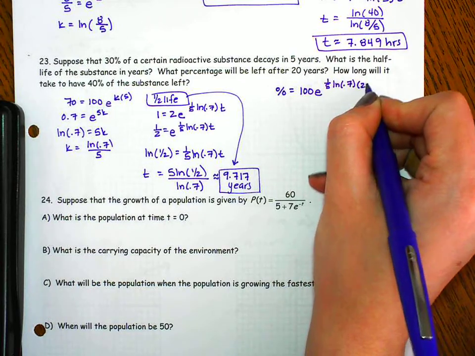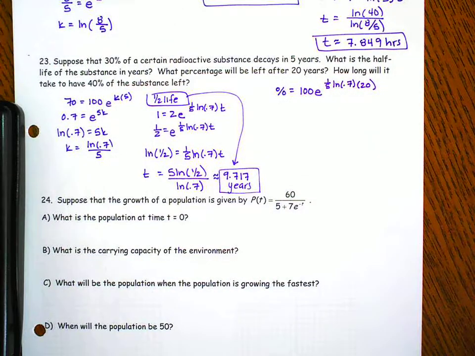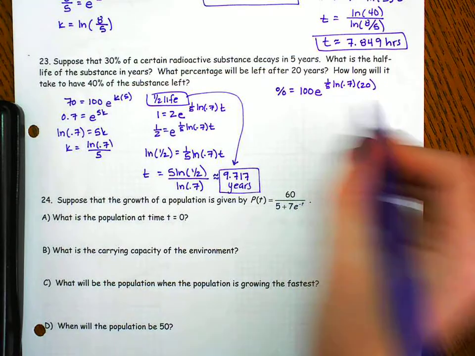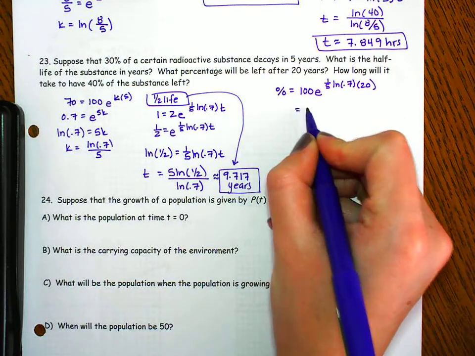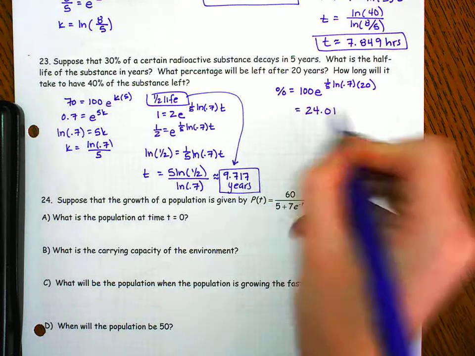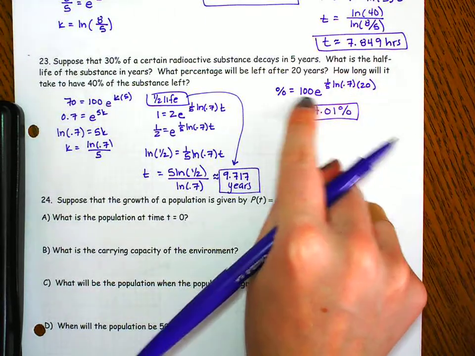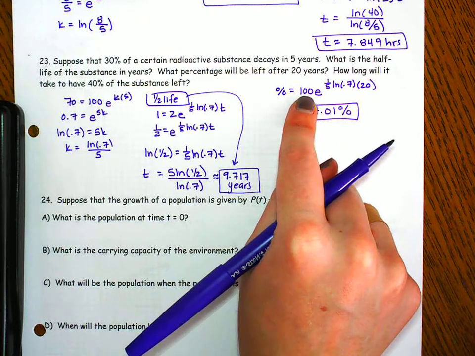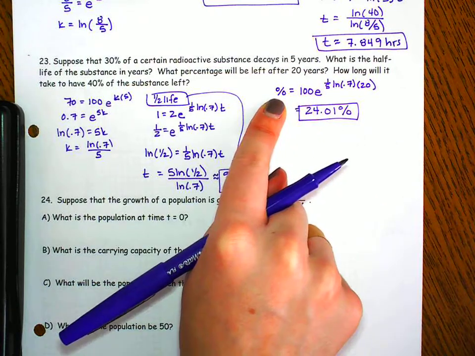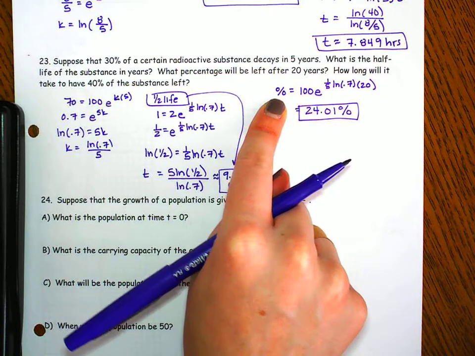T is 20. So I'm literally just going to type that into my calculator. Sorry guys, the typing in takes a little time here. Okay. That gave me 24.01%. Now you could have done this differently. You could have made this 1 and your answer would have been 0.2401 and you still would have had 24%.